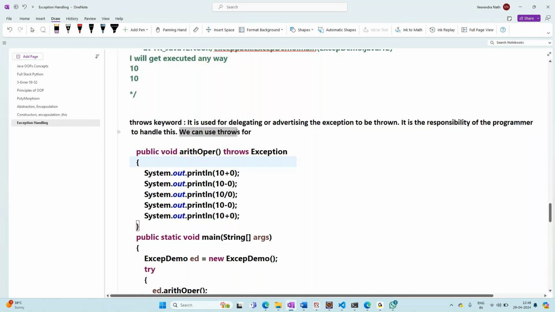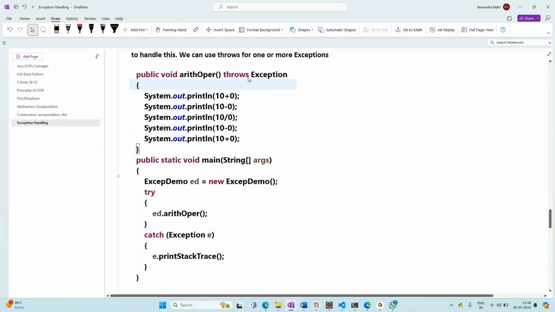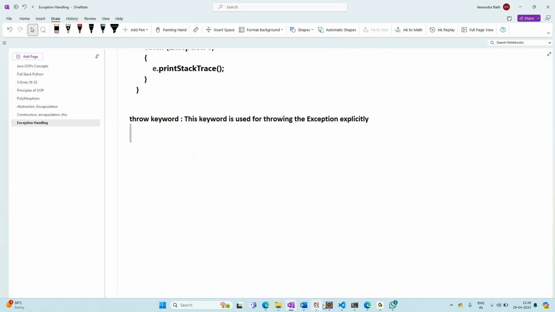We can use throws for one or more exceptions. One or more exceptions means I can throw one or more exceptions also, like arithmetic exception, null pointer exception. So many exceptions are there, right? Now what does throw do? Throw will throw an exception explicitly.